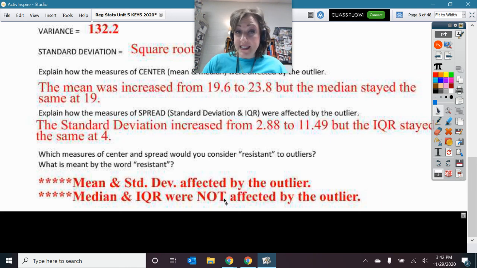So we're going to see at a later time that we'll have to make a decision as to what's the best measure of center and spread to use. Should I use that median and IQR to represent the data, or should I use the mean and standard deviation to represent the data? And knowing how the data is affected is what plays into our decision as to which measure we should choose to use. Okay, so that's another key point.